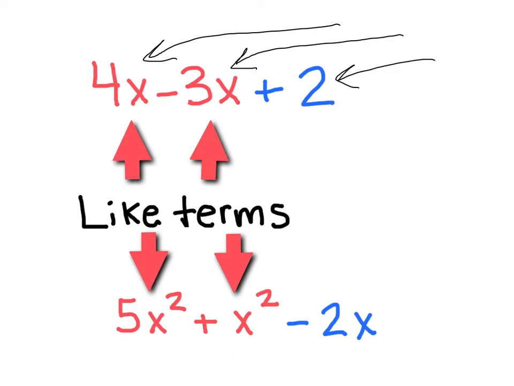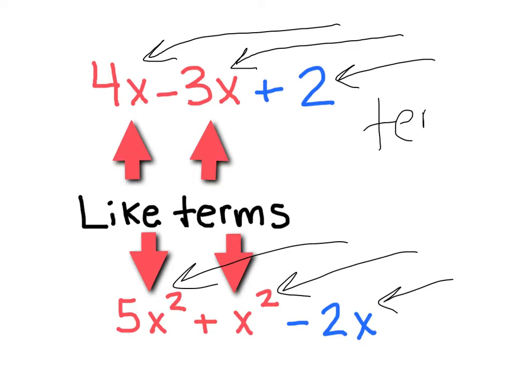And then our second expression, we have 5x squared, an x squared, and a 2x, separated by a plus and a minus sign. All right, so when we talk about terms in an expression, we also talk about some of the terms being like terms.